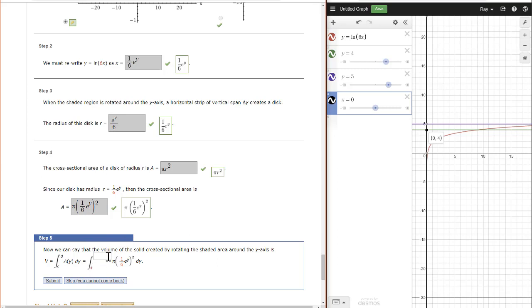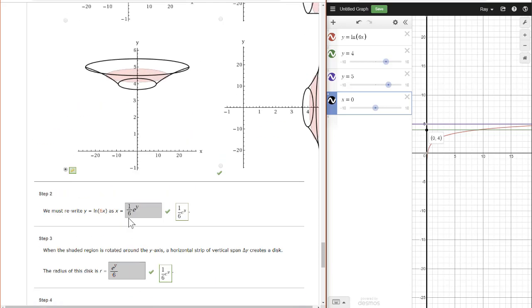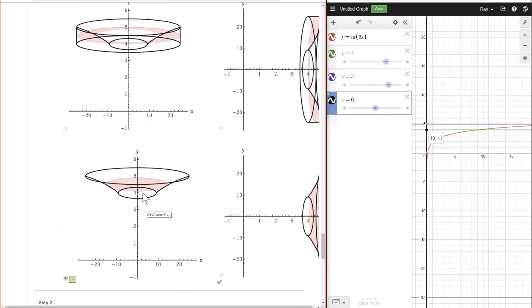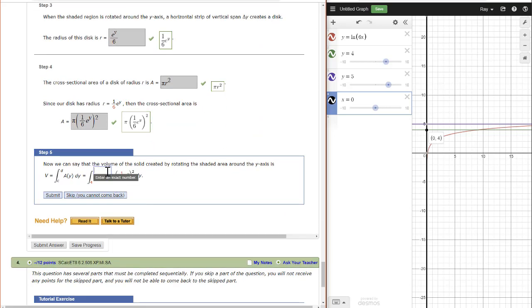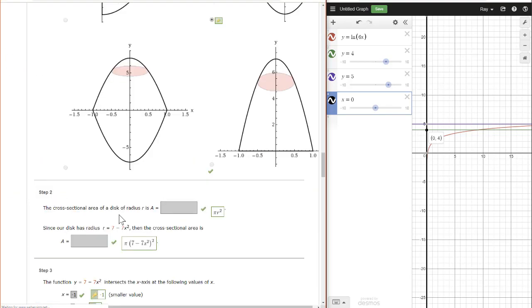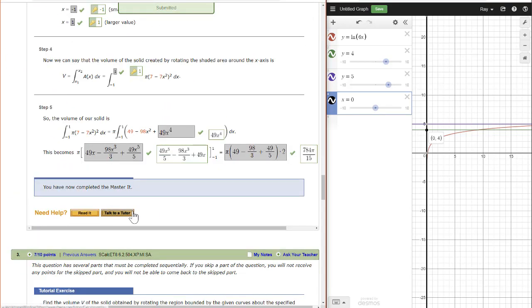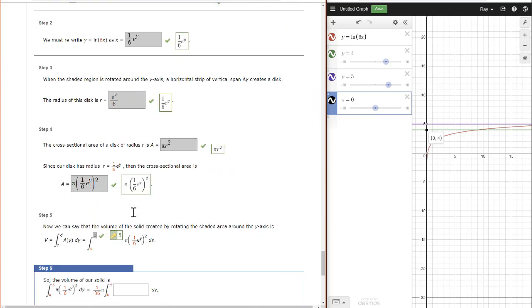Alright, now rotating this around, we're going to go from c to d. And if we go look at this graph again, it's going to start at 4, the smallest disk, and then we get higher and higher. We're going to end up at 5. So the upper limit's going to be 5. And then we'll go ahead and do the calculations.